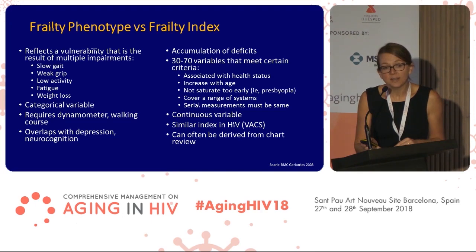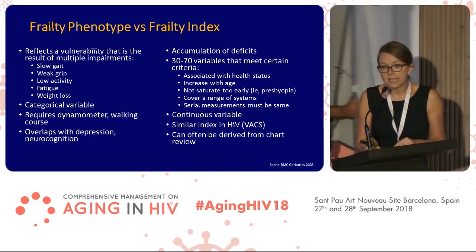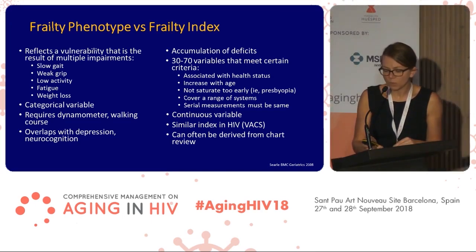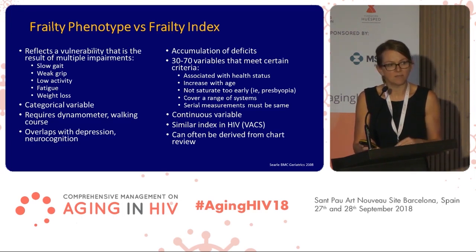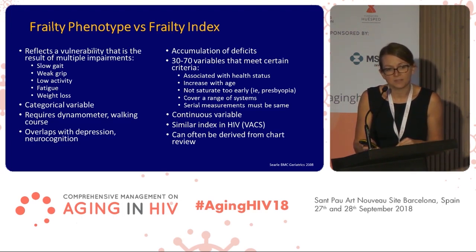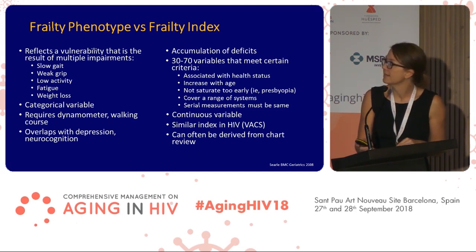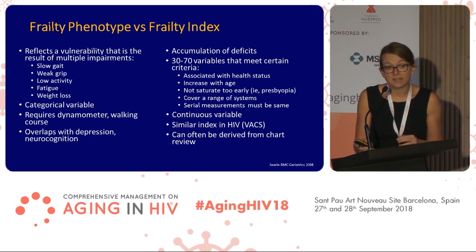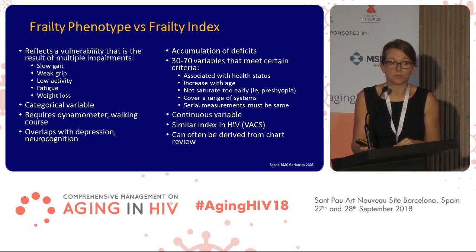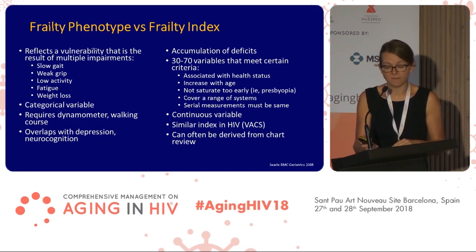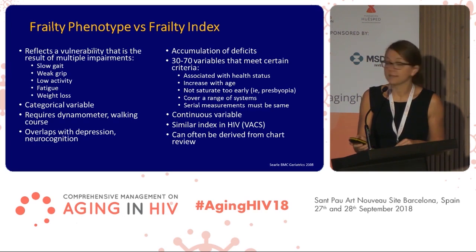There is a similar index that's been established in HIV that doesn't necessarily meet all of these requirements, but kind of gets at this idea of the number of laboratory values that someone has wrong, and that's called the Veterans Aging Cohort Index, or the VACS Index. The nice thing about the Frailty Index is it doesn't have to be done in real time. You can go back and derive a score from existing chart reviews.